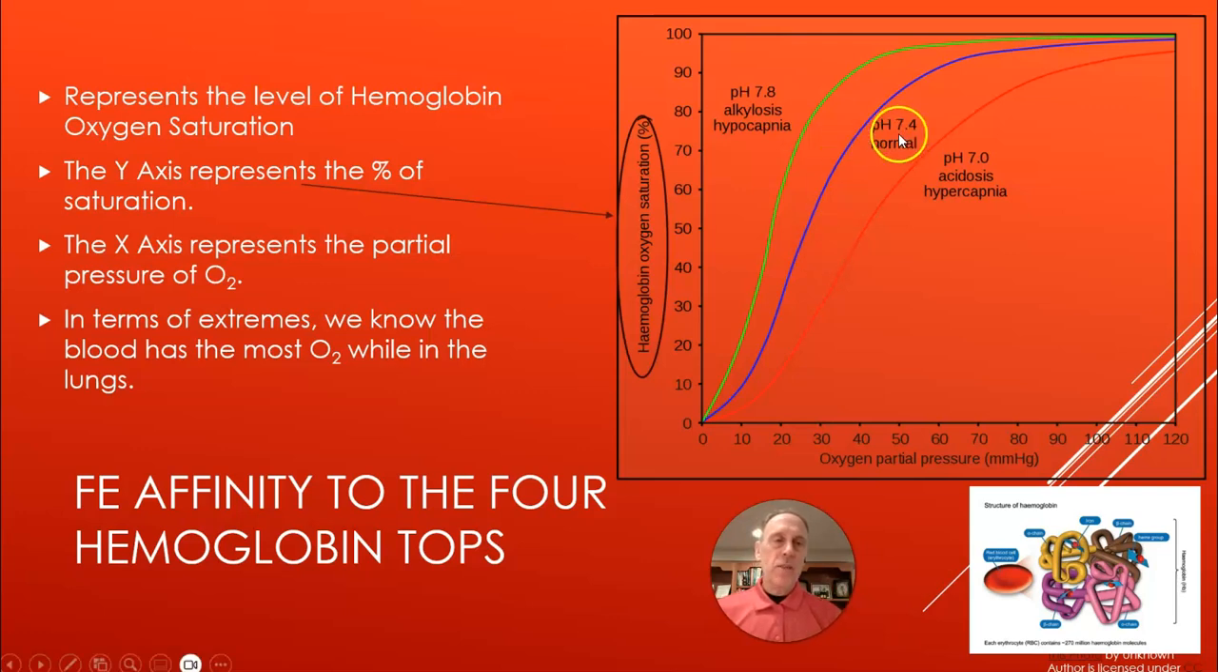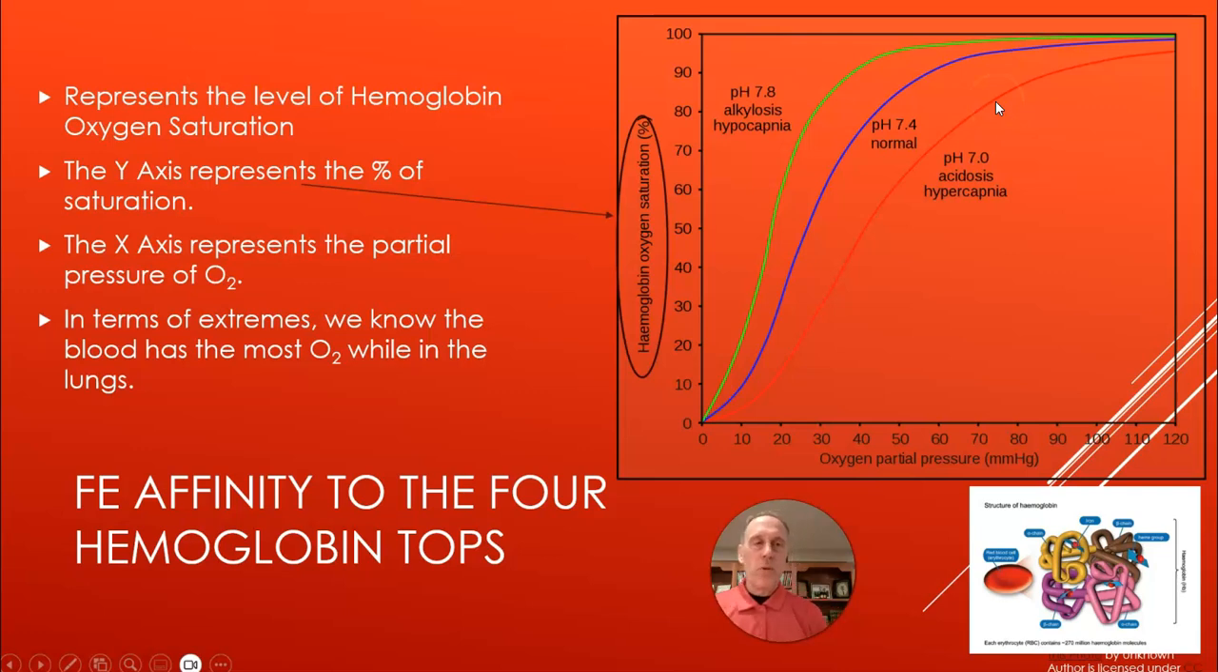We have a normal pH of 7.4. When the pH level drops, we know we become more acidic. There's acidosis. When the pH level increases, it's alkalosis. And depending how acidic or alkalotic we are, will depend how much the curve actually moves and how much it shifts.